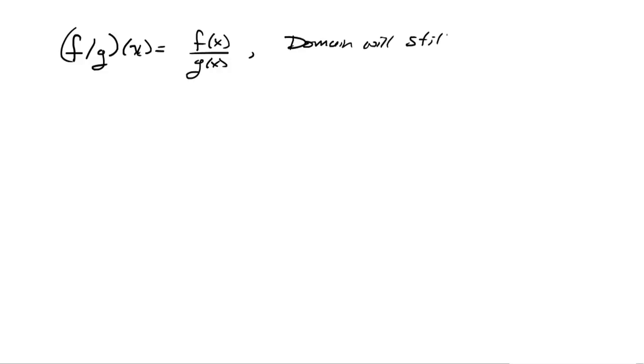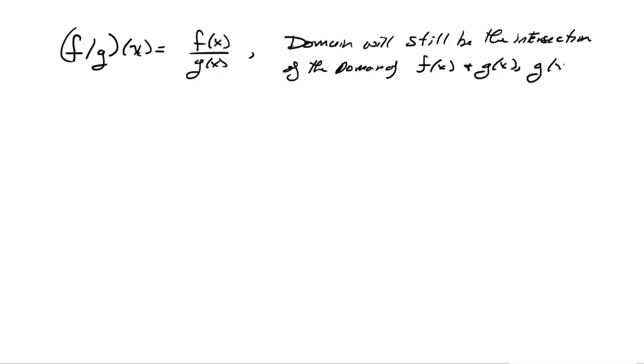So what happens when we want to divide? When we divide, the domain will still be the intersection of the domain of f of x and g of x. But we're also going to add that g of x can never equal 0, because in that definition that we talked about in our last video, the denominator can never equal 0, so we're going to have to exclude whatever values cause your denominator to equal 0.